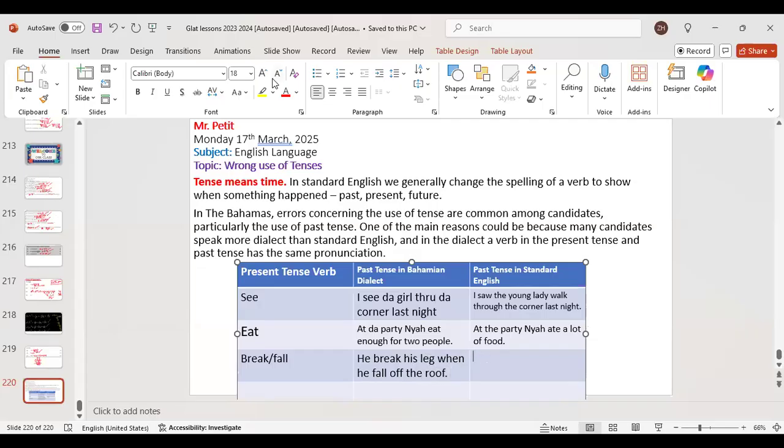How could we fix it? His leg. When he was on the top of the roof. The delectable young man has broken his leg. He broke his leg when he fall off the roof. Very good. He not when he what?